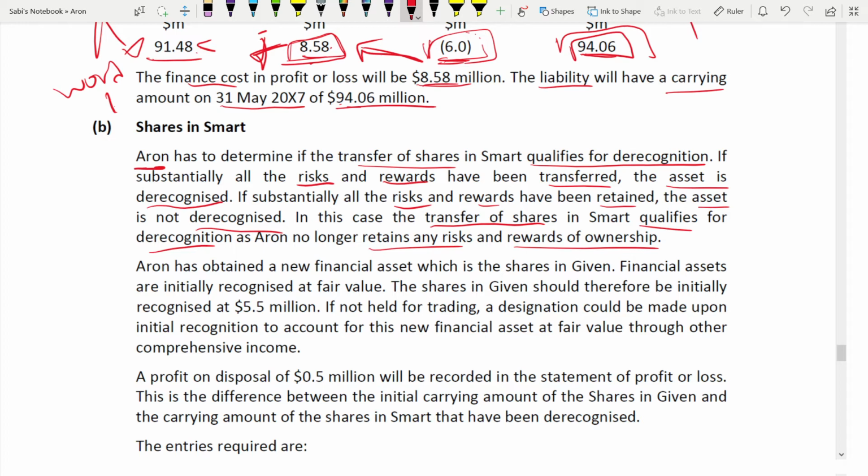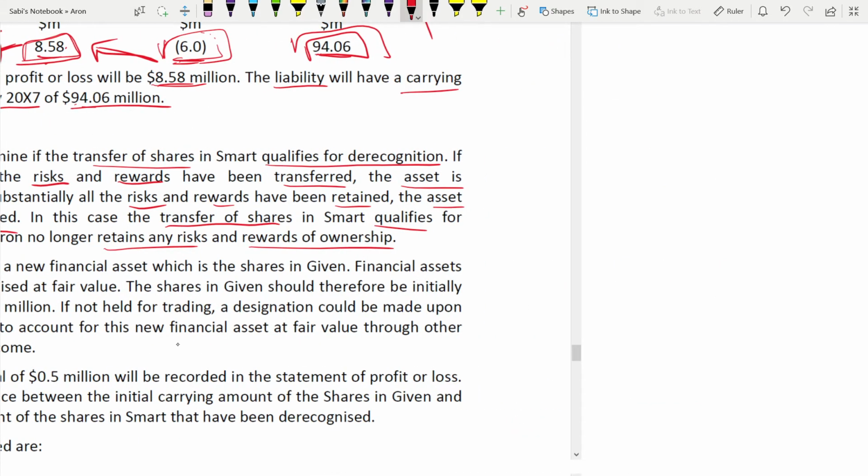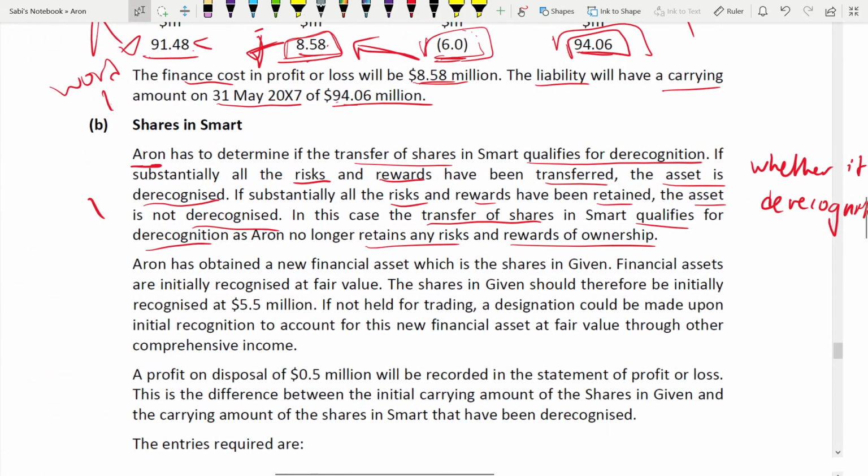To say that it qualifies for derecognition, 1 mark, just 1 mark. Whether it qualifies for derecognition or not, 1 mark. The first paragraph is only about that. So much to write, right? It's true. You have to write a lot just to get 1 mark. That's why ACCA is, I guess, a challenging paper.